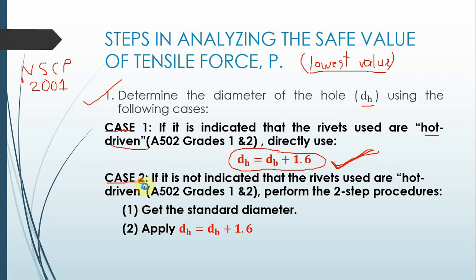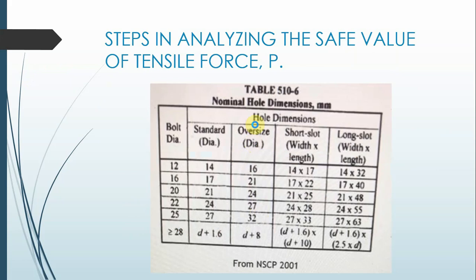Case 2: if it is not indicated that the rivets used are hot driven or A502 Grades 1 and 2, meaning it is not indicated, there is no hot driven, perform the two-step procedure. So what is the two-step procedure? First, we need to get the standard diameter. Where do we find the standard diameter? From the table, Table 510-6, in accordance with our NSCP 2001. That is the standard diameter.